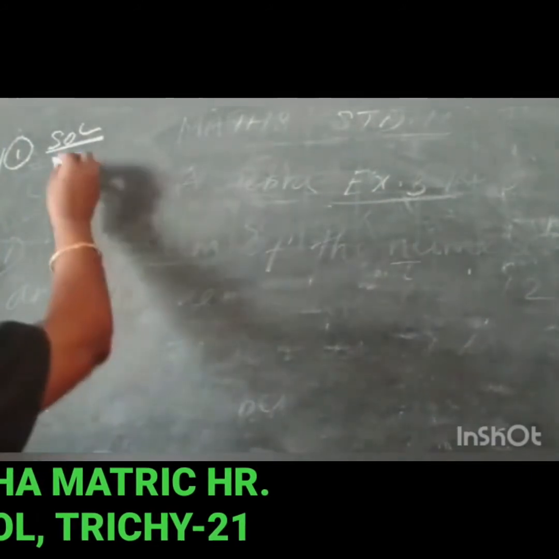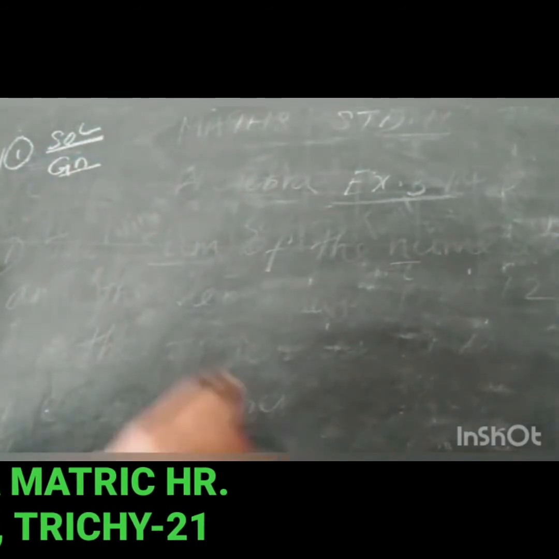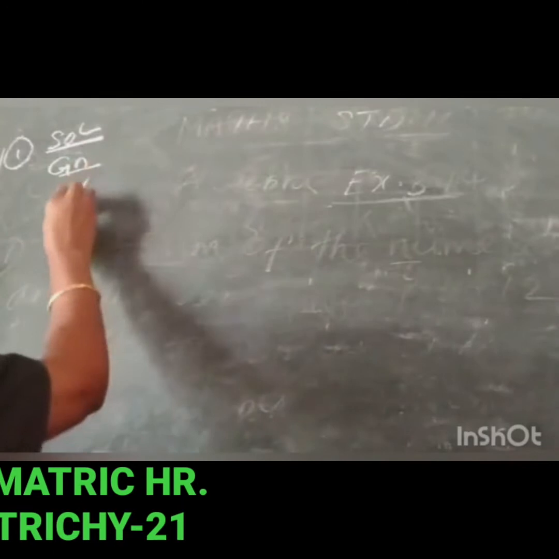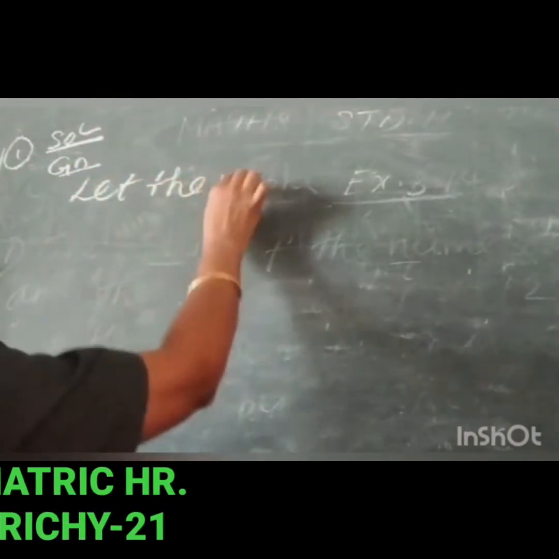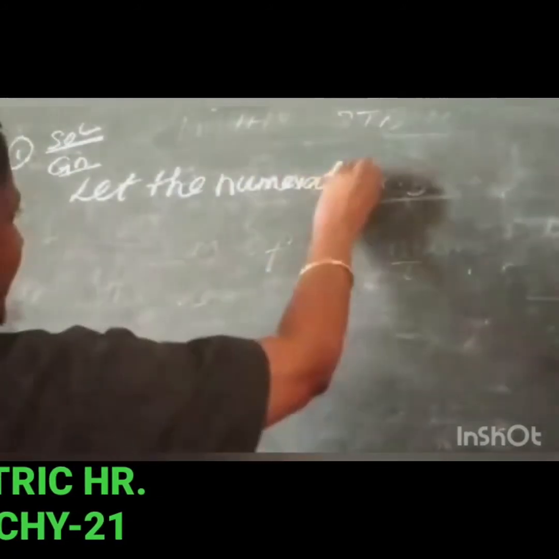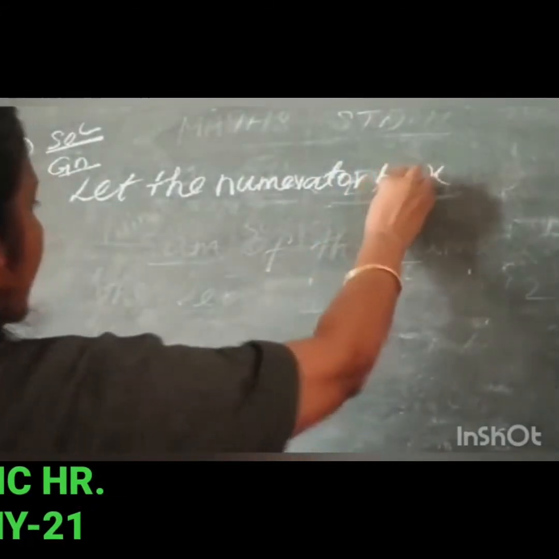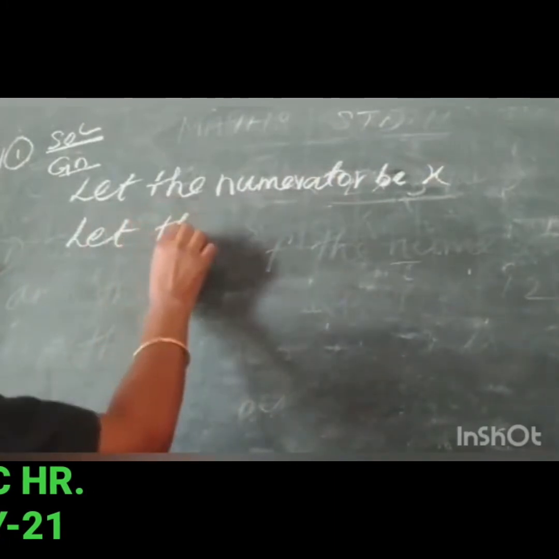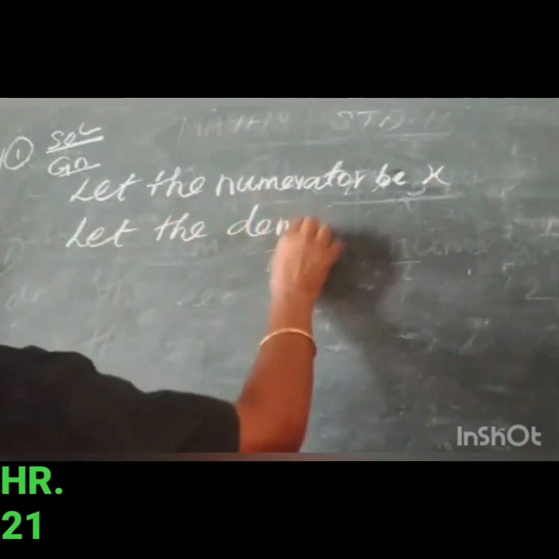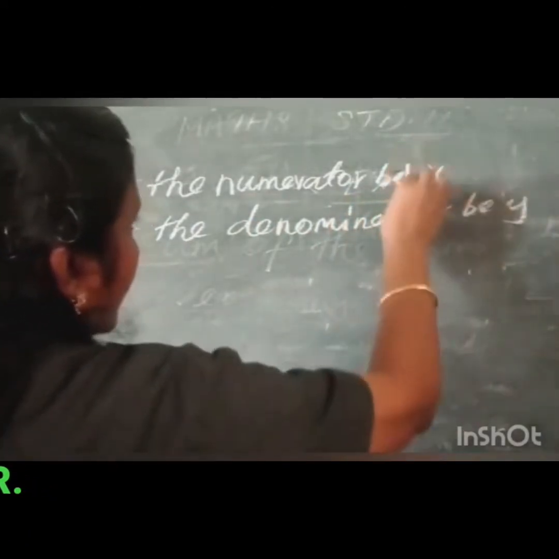So first, what is given in the sum? We don't know the numerator and denominator, so you have to find them out. Let the numerator be x. You can assume x and y. Let the numerator be x, and let the denominator be y. So you can apply the x and y values. Let the numerator be x, denominator be y.